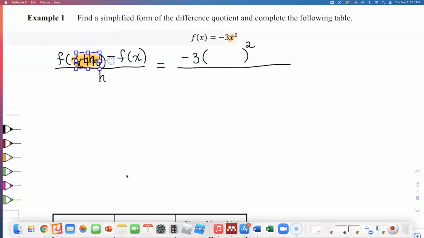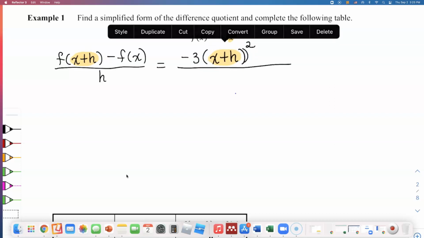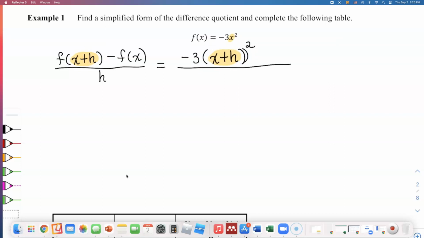So that's what you're going to do here. Okay, you're going to do -3 times x plus h squared. Why do I have double parentheses? Let me get rid of this one. All right. After that, following the difference quotient formula, what comes after that? Minus sign. So I'll draw the minus sign. And after the minus sign, I need to do f of x. What is f of x? F of x is -3 x squared.